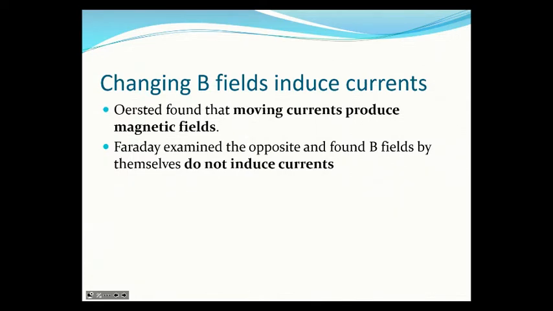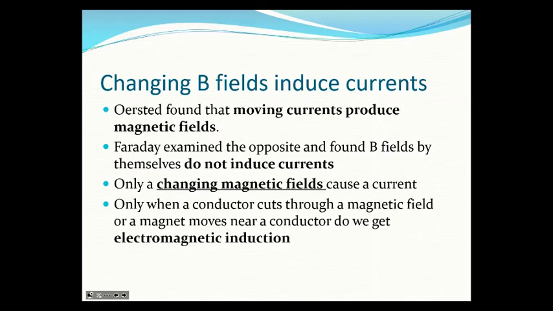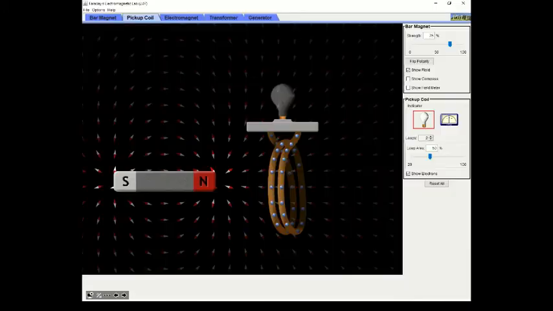What you need is a changing magnetic field. This is the important thing. If you have a changing magnetic field, that causes a current. So that's why things are always moving in this. Only when a conductor cuts through a magnetic field or a magnet moves near a conductor will we get electromagnetic induction. So I'm going to show you using the simulation here.